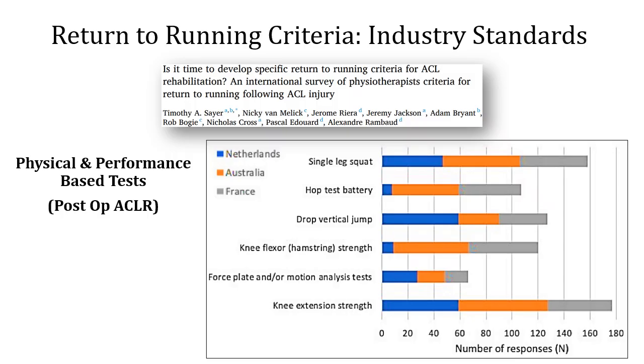So if we take the industry standards as far as the specific tests and assessments that are recommended, what are the said criteria for said tests?